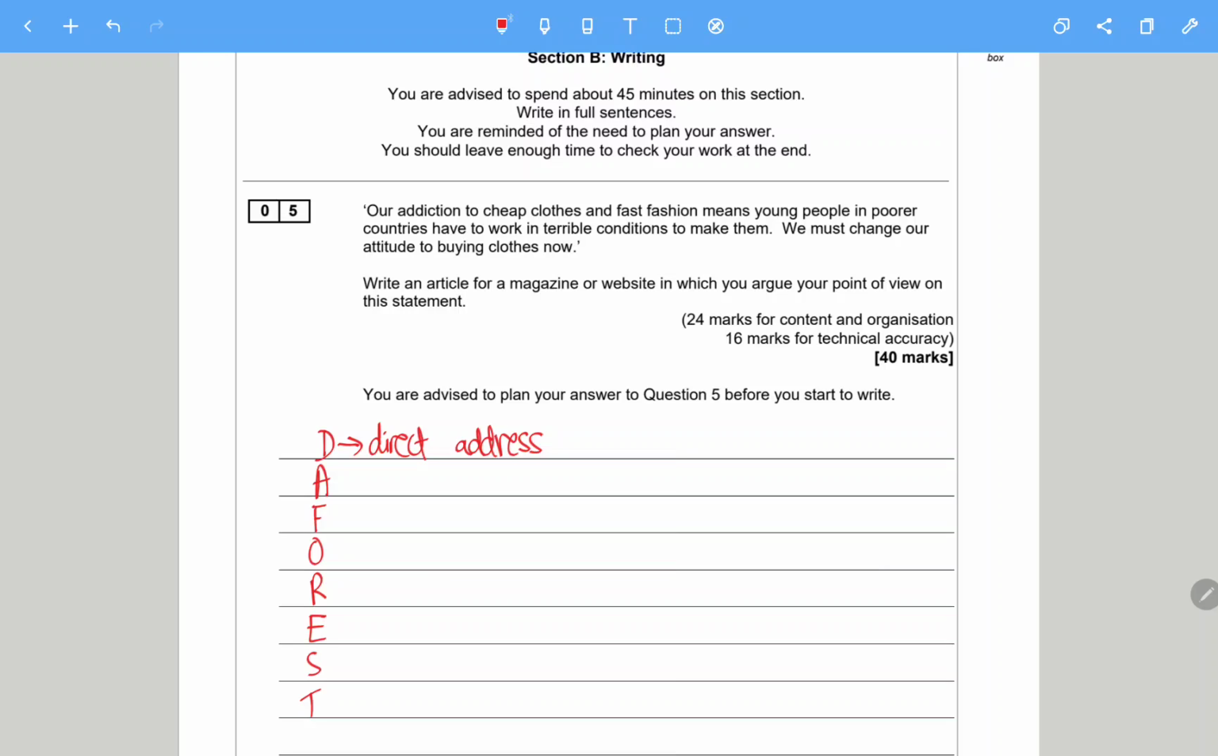So what is direct address? It is when you speak directly to the reader using words like "you". A is alliteration, anecdote, and anaphora.